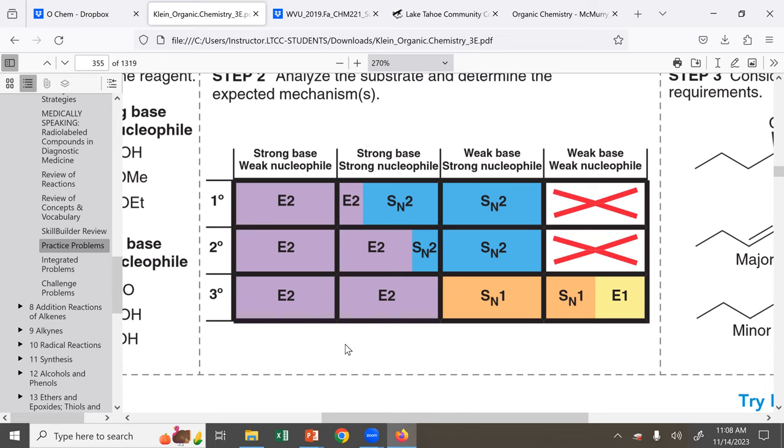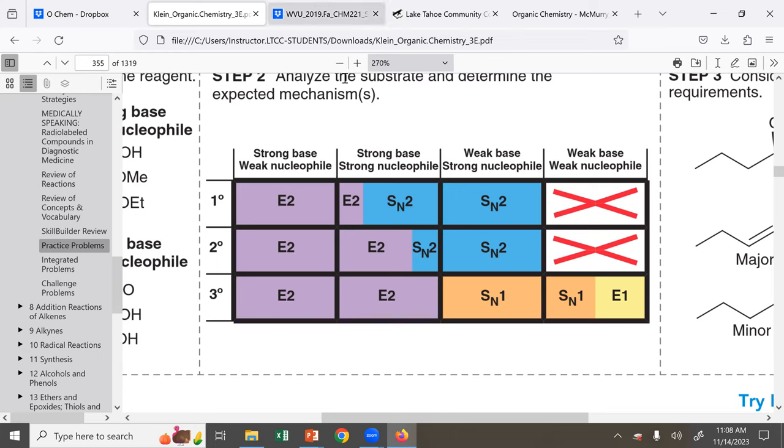This is the other reason I don't like this particular one, because this says nothing about solvent either, right? And if you pick the right solvent, you can get weak base, weak nucleophile reactions happening on primary and secondary carbons. But you have to choose your conditions carefully, and it's likely going to be a lot slower.